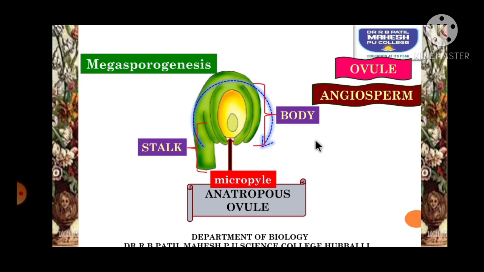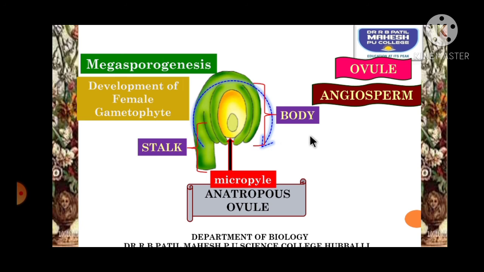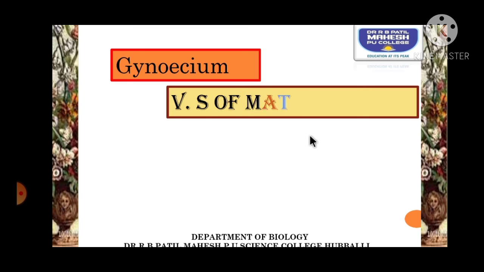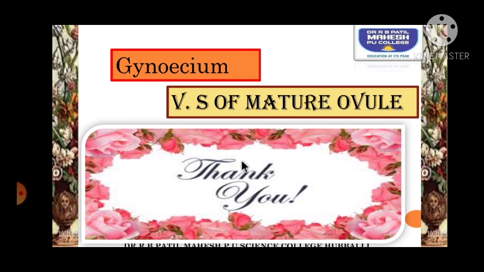The ovules are produced as a result of megasporogenesis. Megasporogenesis is nothing but development of the female gametophyte. So in this video, we discussed a female reproductive structure called gynoecium, whereas in the next video, we are going to discuss the vertical section of the mature ovule. Hope the contents of the video are clear, students. Thank you.